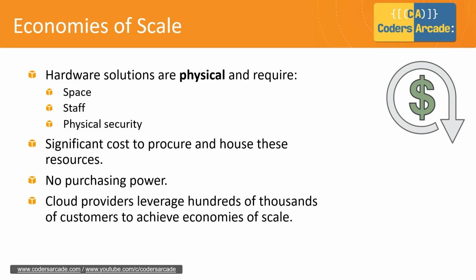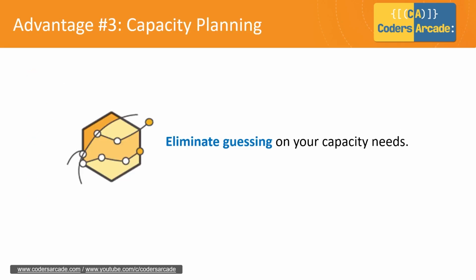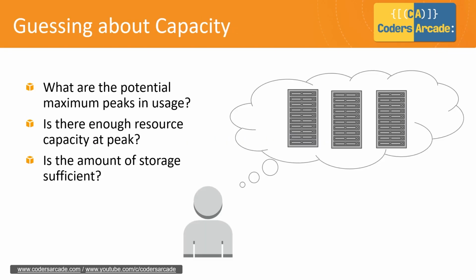And the third advantage is you don't have to keep guessing about the capacity. It eliminates guessing on your capacity needs. This means that before cloud computing, we had to guess about how much resources would be required to accommodate maximum usage peaks. That method also assumed that you could accurately predict the usage peaks, if there's enough resource capacity and if the amount of storage is sufficient.